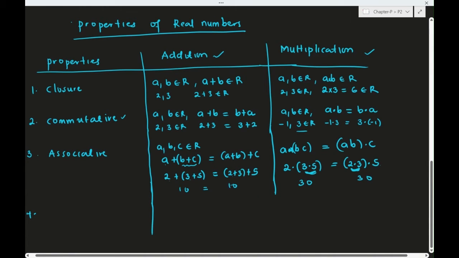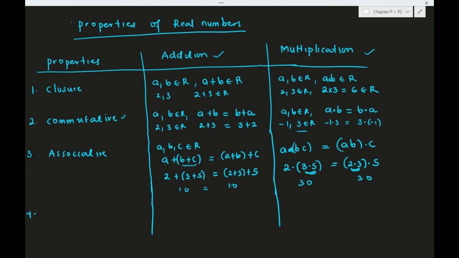Then number 4 is what we call, let's call it identity. So what is identity? It simply means if you take any A in R, this means real number, you see that A plus 0 is still going to be A. So this means we have the identity.